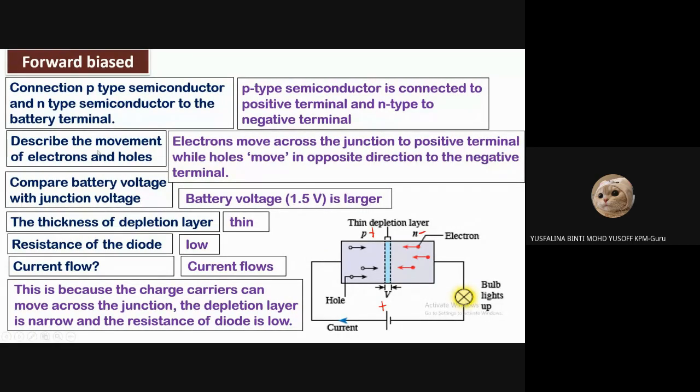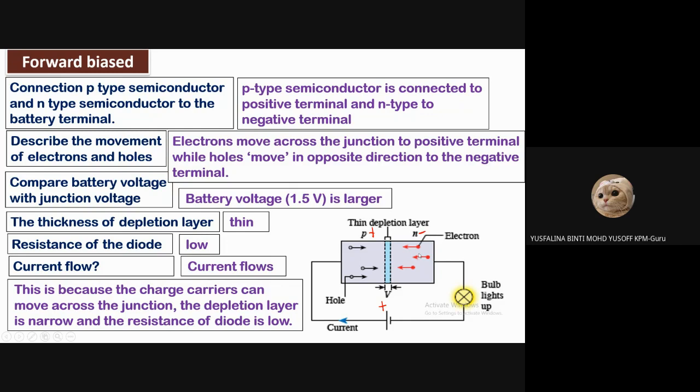All right, describe the movement. How do the electrons and the holes move? The electrons move across the junction to the positive terminal, while holes move in the opposite direction to the negative terminal. Okay, so the electron here will move across the junction to the positive terminal, while holes move in the opposite direction to the negative terminal. So they move, this one goes to fill the hole, and this one fills the electron.